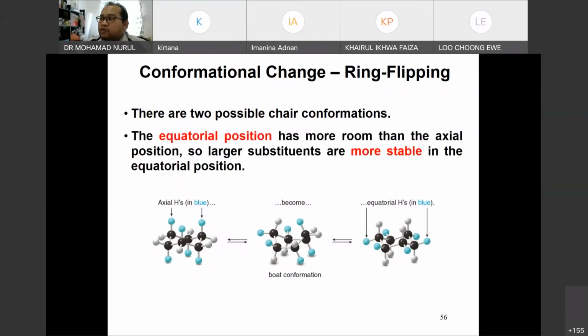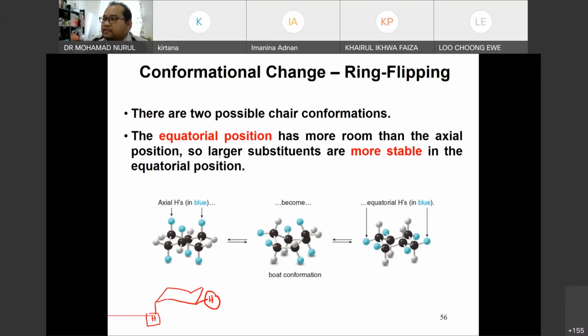The equatorial position has more room. Equatorial, the ones sitting outside. These positions are equatorial. Equatorial has more room than axial. Axial is in these positions, axial here.